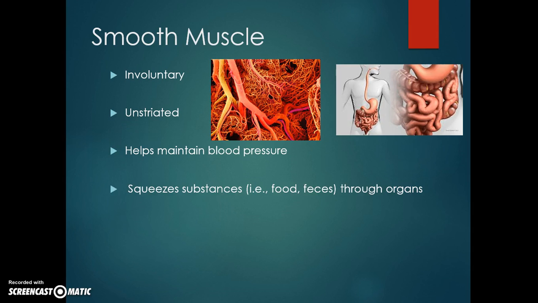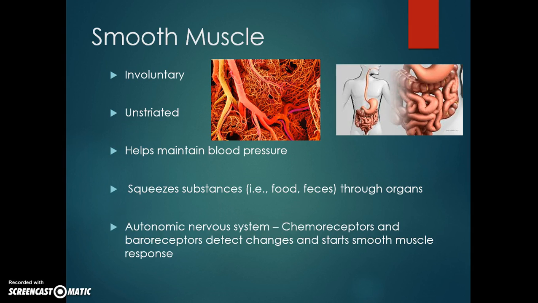It's also found in the digestive system, and through a maneuver called peristalsis, it squeezes food through the organs, like through the small intestine and large intestine. This is obviously needed. If you don't do that, you can't digest your food properly and you can't get rid of the waste products. It's controlled by something called the autonomic nervous system. Think of the word autonomic as sounding like automatic. You don't control that nervous system.